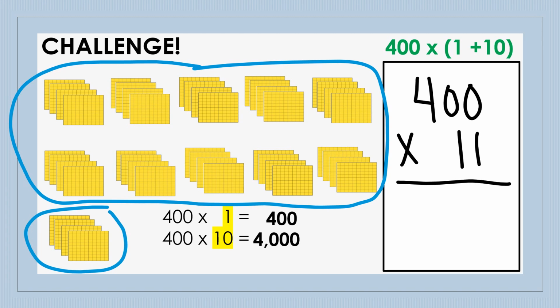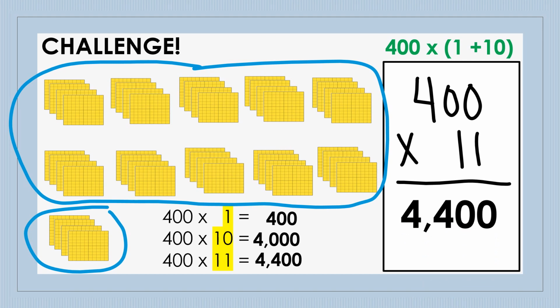Another way we can say 40 hundreds would be 4,000. So if one group of 400 equals 400 and 10 groups of 400 equals 4,000, we now know what 11 groups of 400 would equal. It would be 400 plus 4,000, which gives us a product of 4,400 or 44 hundreds.